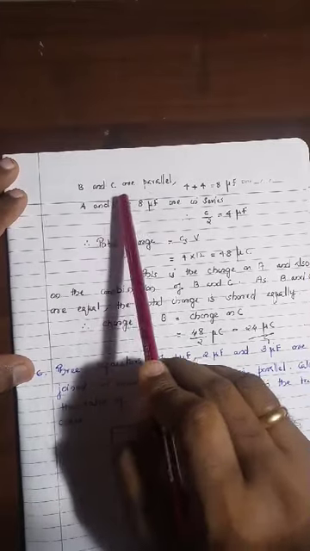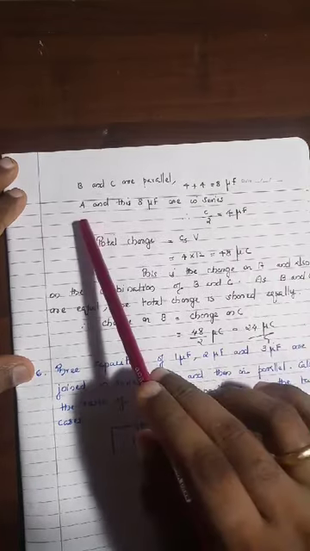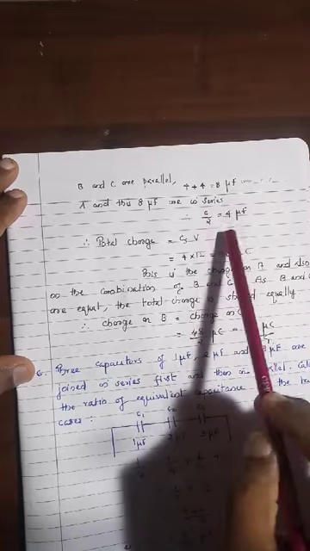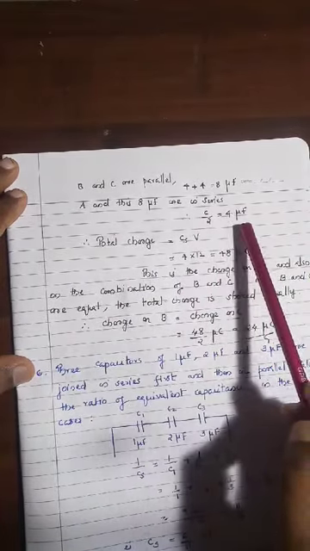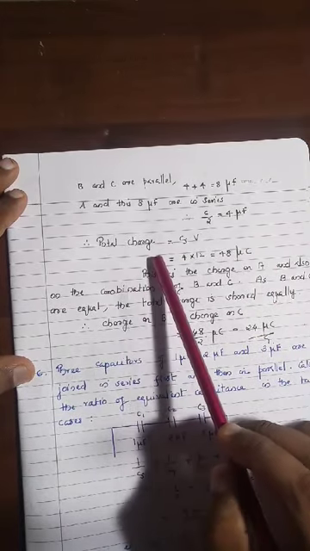Look at the steps. Already said B and C are parallel. We get the answer 8 microfarad. But A, the first capacitor, and this 8 microfarad are in series, and they have the same value, so C by 2, 4 microfarad. So we can easily find the total charge.